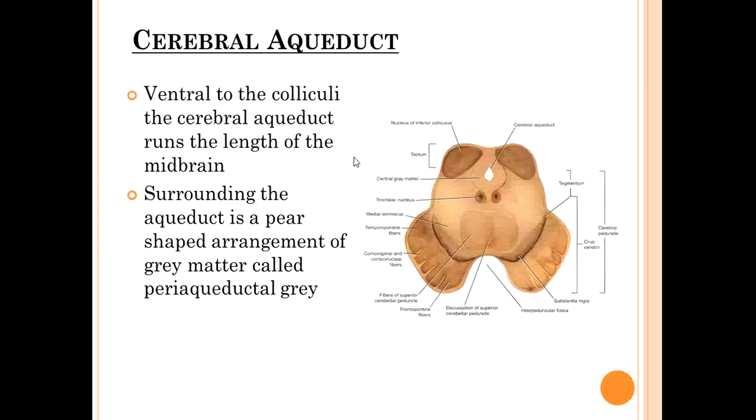Okay, so here this is the cerebral aqueduct, which is a continuation of the midbrain, within the midbrain. This is the cavity of the midbrain. So ventral to the colliculi, the cerebral aqueduct runs in the midbrain. And surrounding this cerebral aqueduct there will be gray matter, that is known as periaqueductal gray matter.